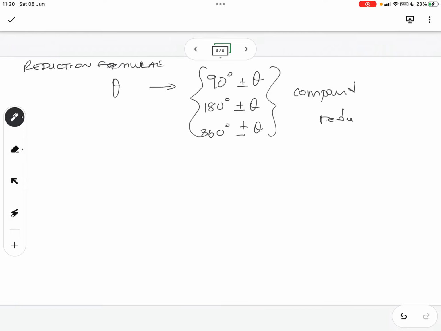compound angle and reduce it. So let me just write the reduction.